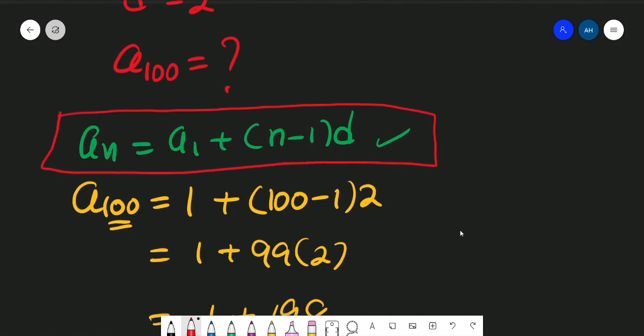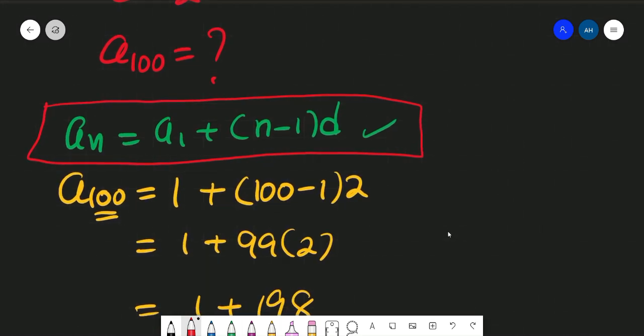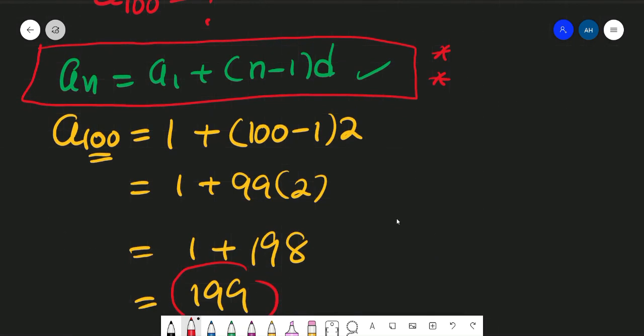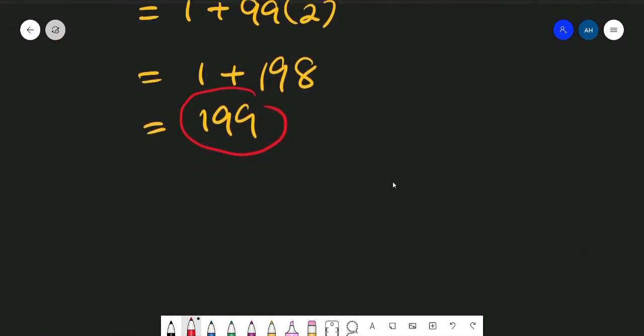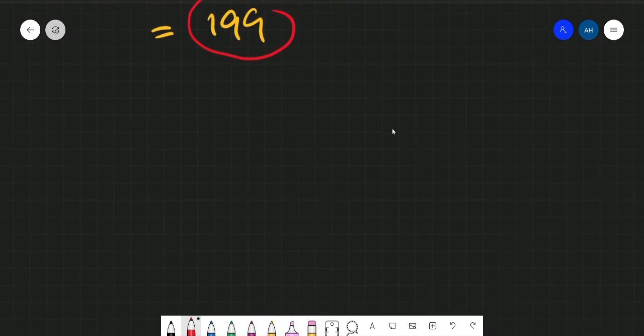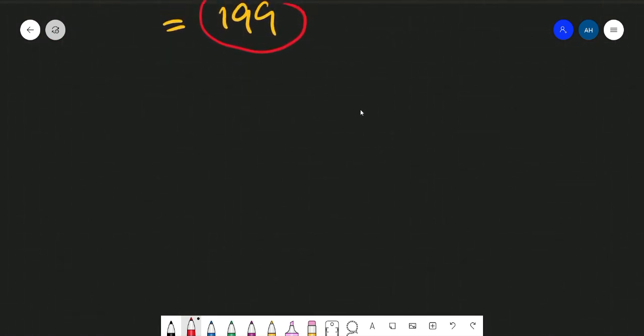But the question arises: how do we get this formula? That is AN equal to A1 plus N minus 1 times D. How did it come about? What is the origin of the formula? Where does it come from? Maybe we can take some time to explain that. Now we are going to explain where this formula comes from.